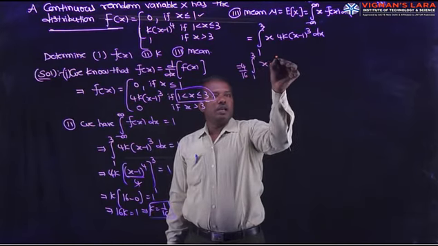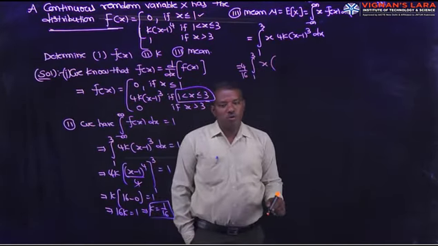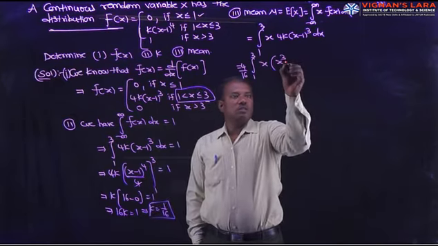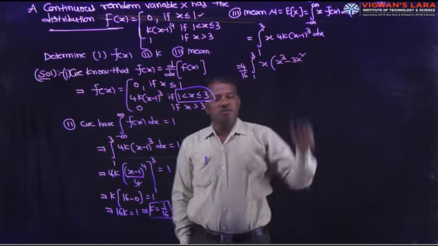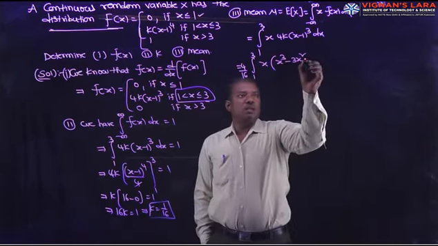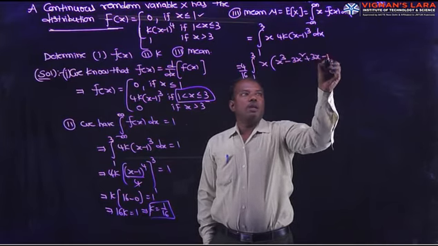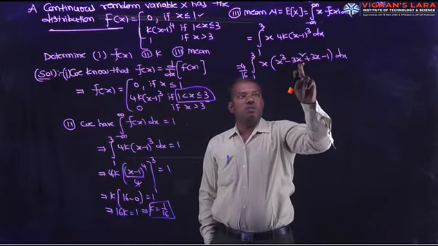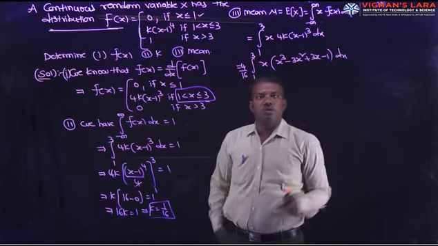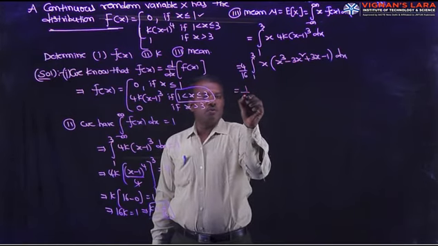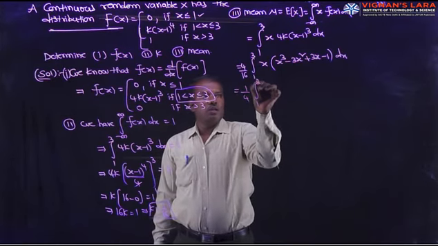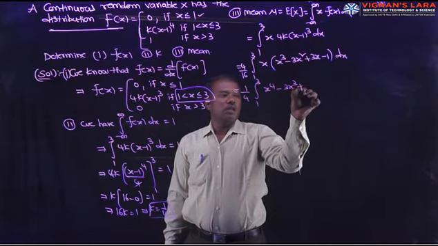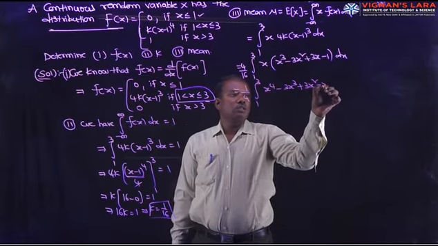Remaining: x into (x − 1)^3. Like (a − b)^3 = a^3 − 3a^2 b + 3ab^2 − b^3, so x^3 − 3x^2 + 3x − 1, into dx. Simplify: 4 by 16 means 1 by 4. Integral from 1 to 3 of x into (x^3 − 3x^2 + 3x − 1), that is x^4 − 3x^3 + 3x^2 − x, into dx.